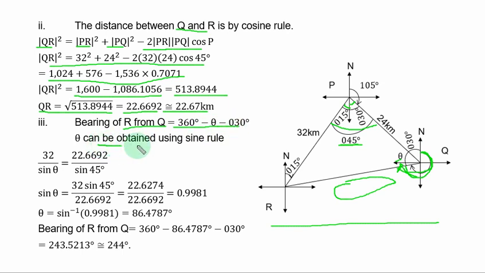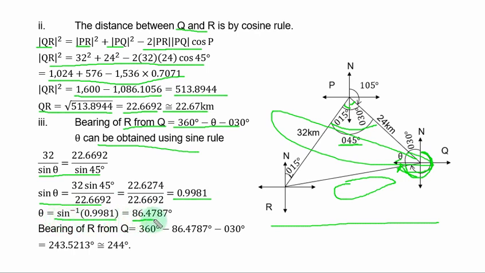Theta can be obtained using sine rule. This side is complete, so you state the sine rule in terms of this complete side along with this side. You have the sine rule in this form. If you make sine theta the subject, you have this result. After simplification and division, you have 0.9981. To get theta, you take the inverse of sine of both sides, and you have 86.4787 degrees. The bearing of R from Q is equal to this. After subtraction, you have this. To the nearest degree, you have 244 degrees.